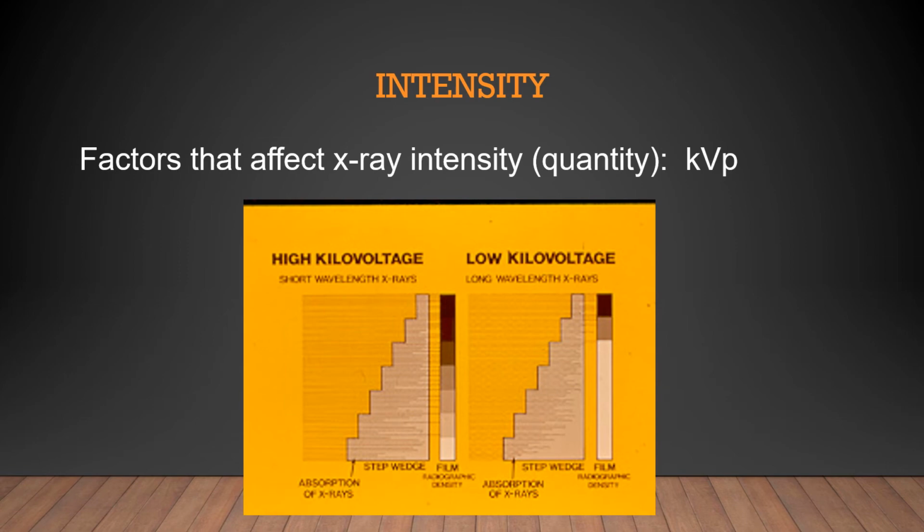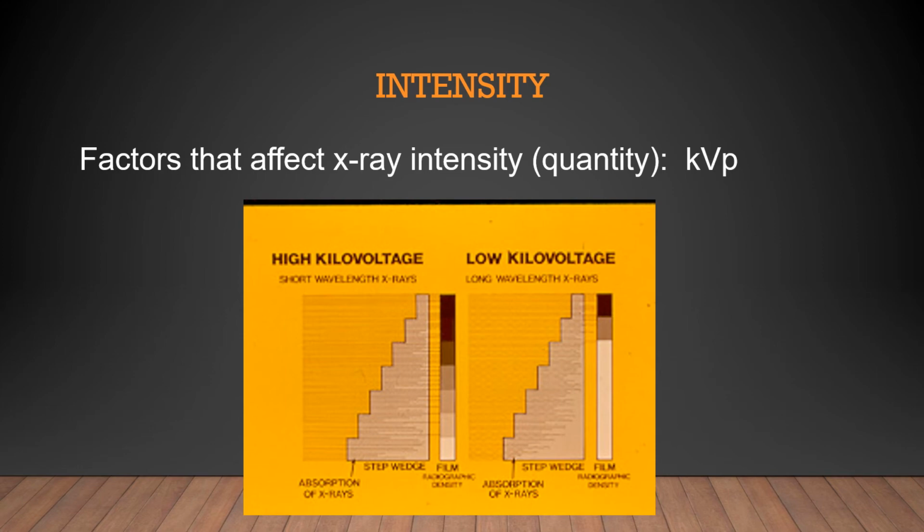X-ray intensity or quantity is proportional to the kVp squared. The more kVp I have, I increase my ability to penetrate through more steps in the step wedge. So if I am x-raying a patient, and if the very first x-ray is 70 kVp, and the second x-ray is 40 kVp, I'm not able to penetrate as much as I lower the kVp.